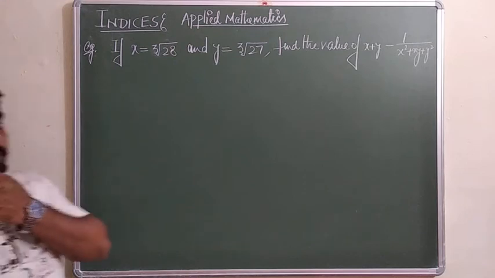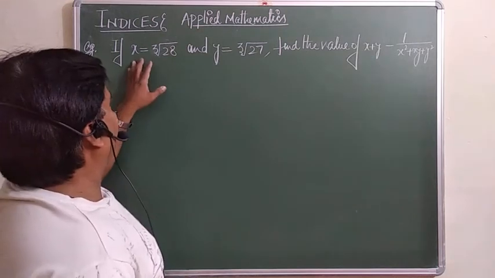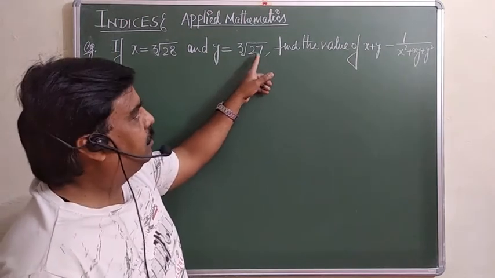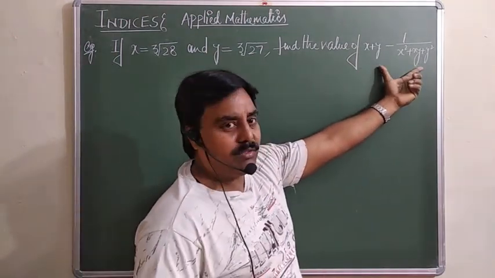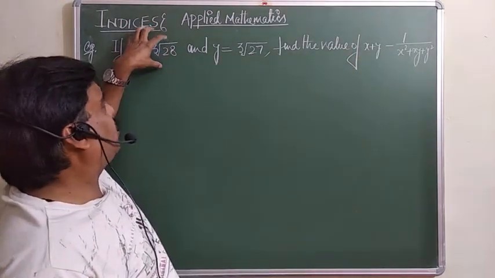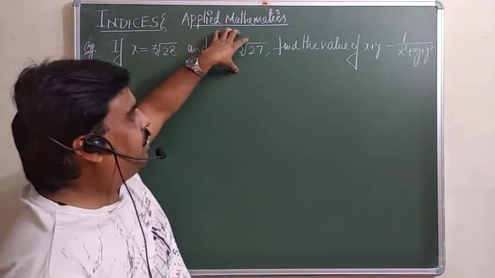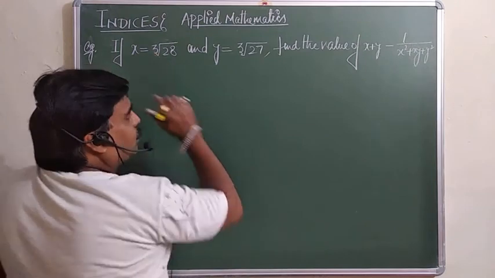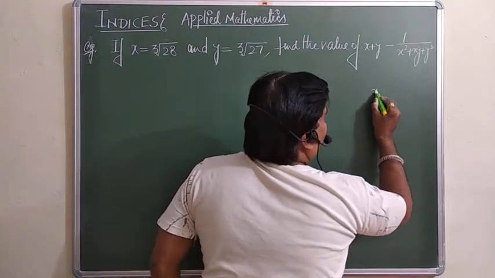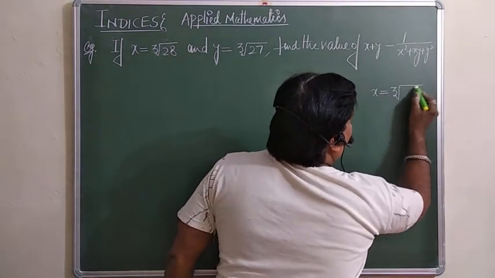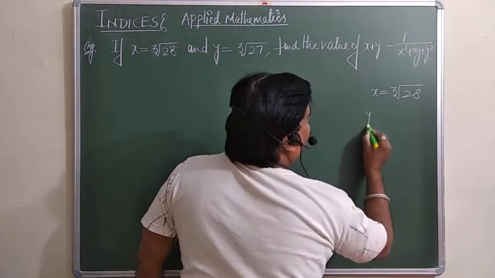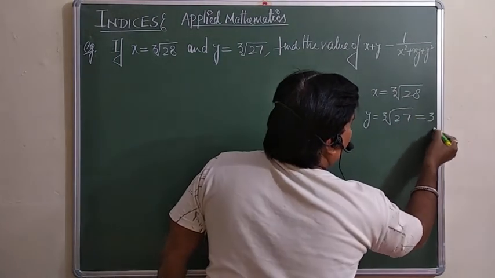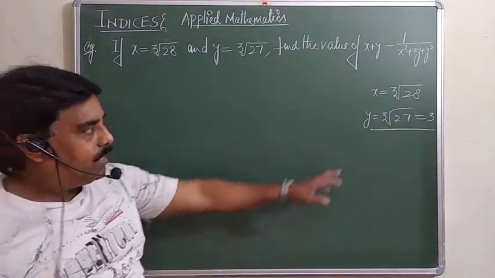Yes. Now another question is, if x is equal to cube root 28 and y is equal to cube root 27, you are supposed to find the value of this one. One method is that you calculate the value of x and y and just put them here and solve it. If you take the cube root, x is equal to cube root 28 and y is equal to cube root 27. So it's quite easy to take the cube root of y. You will get 3.